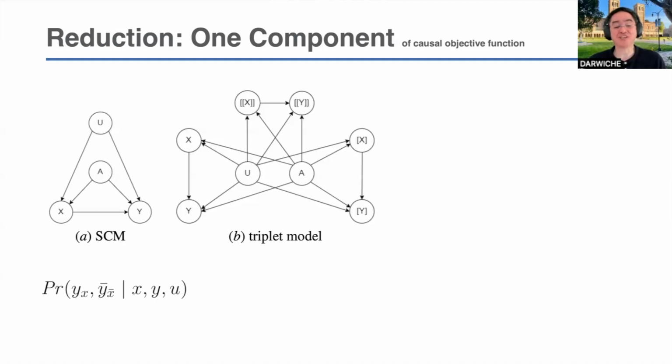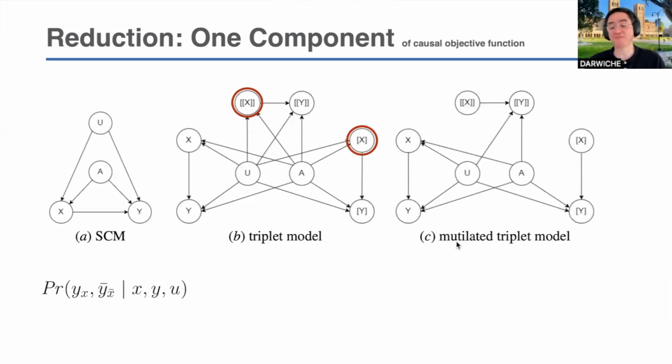And now that you have this, you can actually emulate interventions by computing a submodel of this. And as we discussed earlier, you get a mutilated triplet model like this. And the point is, this counterfactual probability is the same as this associational probability.